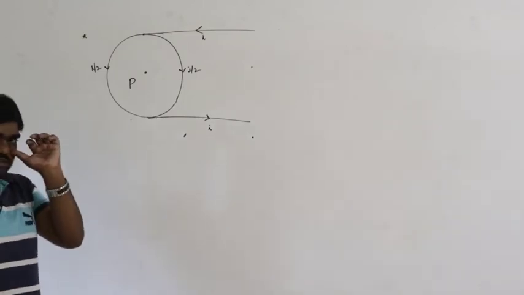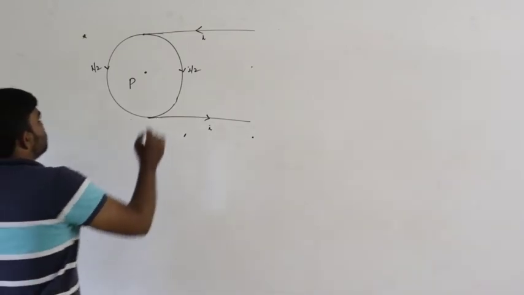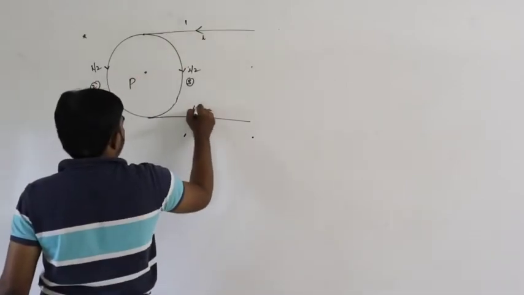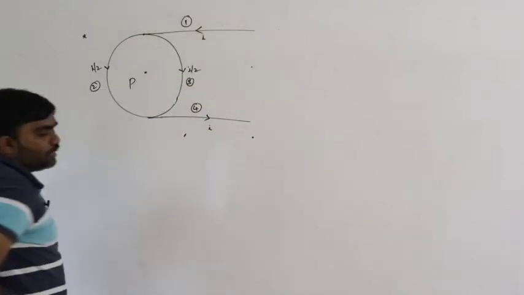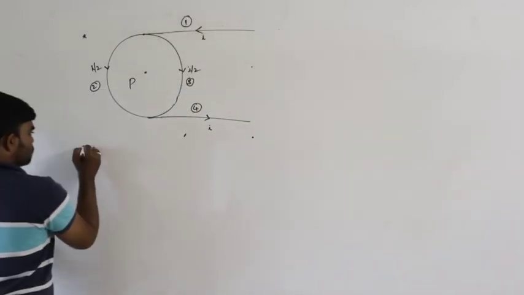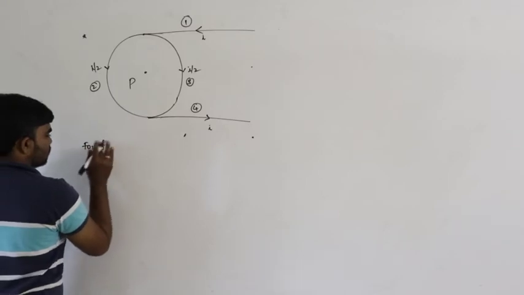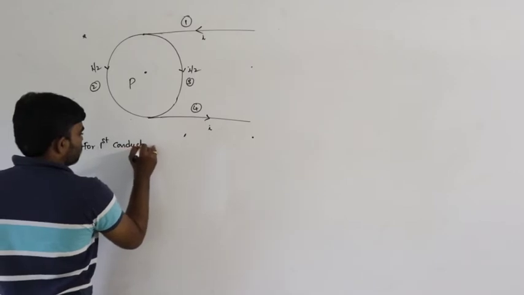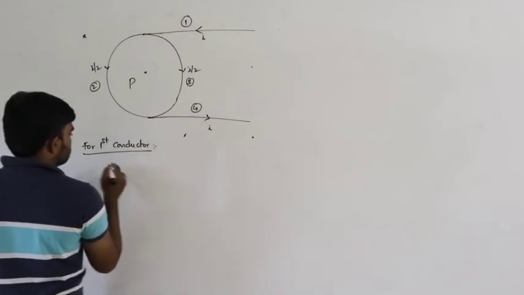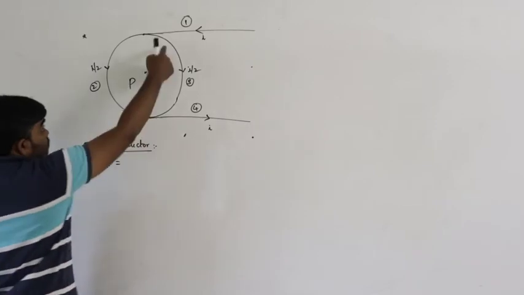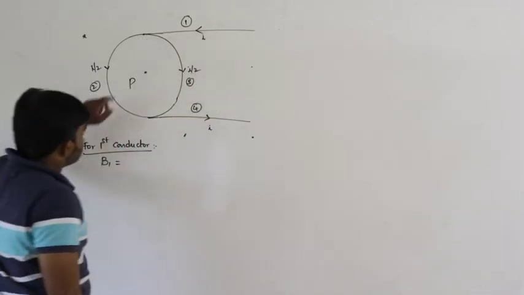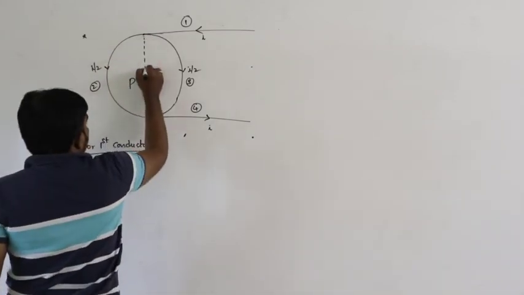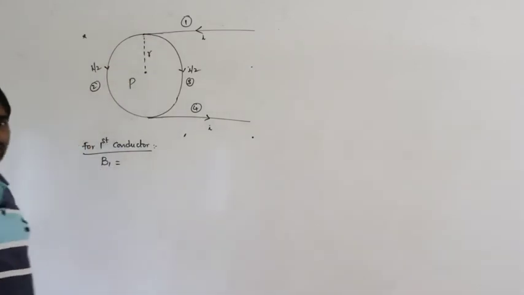These 4 conductors. So let us say 4 conductors. This is 1, this is 2, this is 3 and this is 4. So again calculate due to that first. First, for the first conductor, the magnetic field. This is the infinite current carrying conductor, and the point P lies at one end of the conductor.